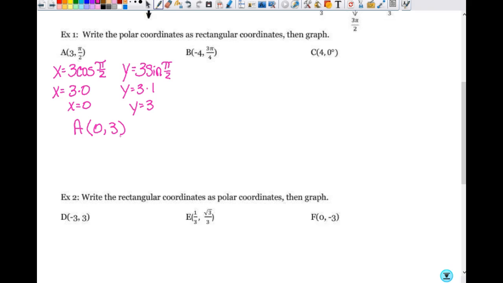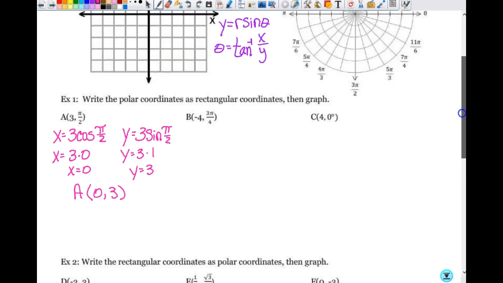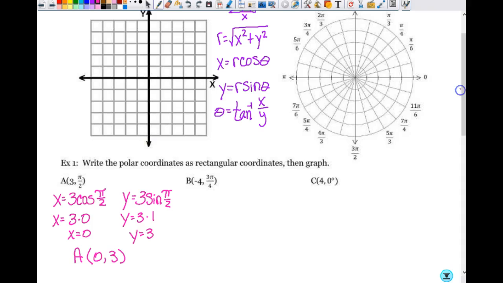Now let's go back up here, and we're going to plot the polar one first. They gave it to us. A is at (3, pi halves), right? So I go around to pi halves, and I have a radius of 3, counting by ones. 1, 2, 3. This is point A, and we're going to label it A. Then this point is a rectangular coordinate, so we're going to plot it like we normally do on the xy coordinate system. x is 0, so I don't go anywhere, and I go up 1, 2, 3, and this is point A.